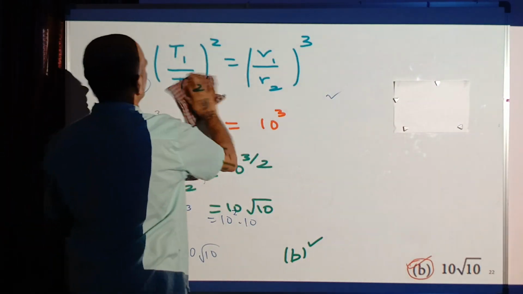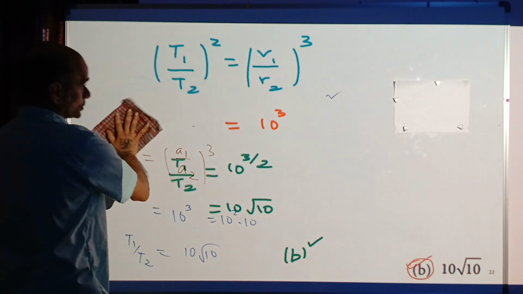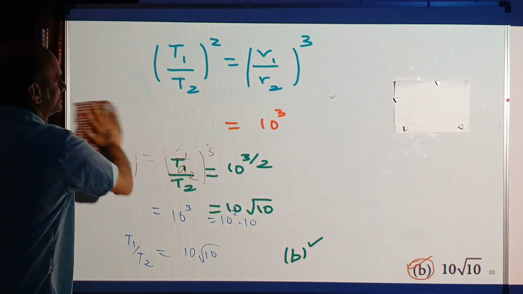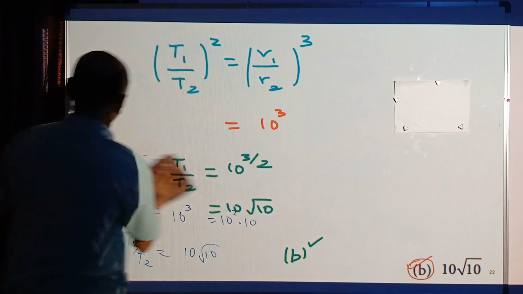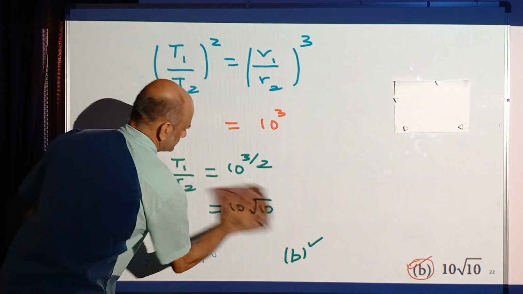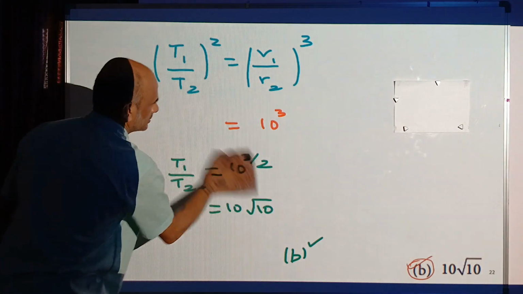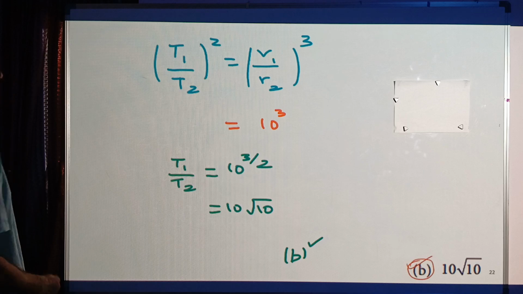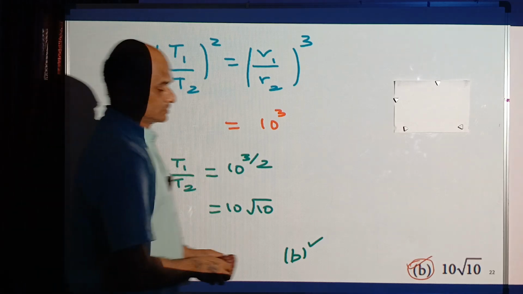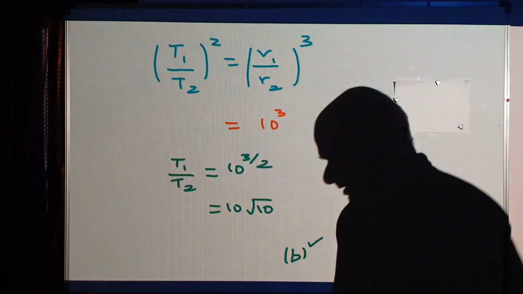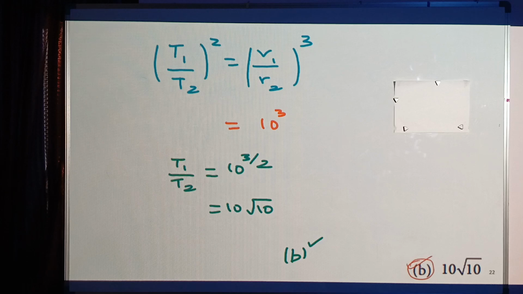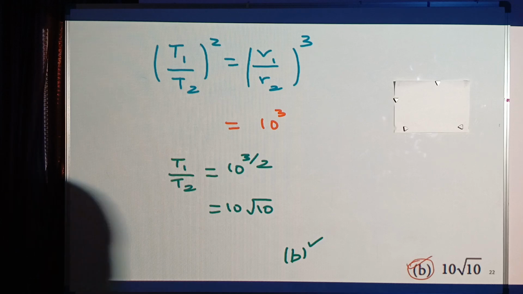Kepler's third law: the square of the time period is proportional to the A cube. So R1 by R2 is given as 10 in this question. From this I get the ratio of the time period as 10 root 10.